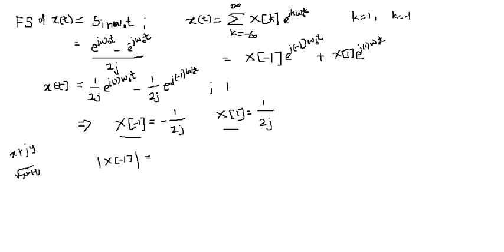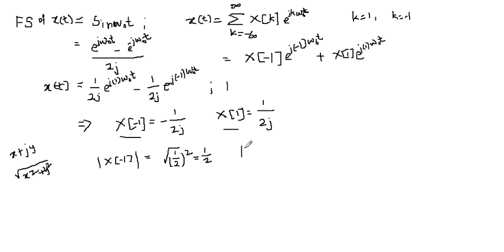It is x square plus y square, where here the real term is 0 and the imaginary term is 0 minus 1 by 2j. So the magnitude of this one is root of 1 by 2 the whole square, which is nothing but 1 by 2. So j will not come here.